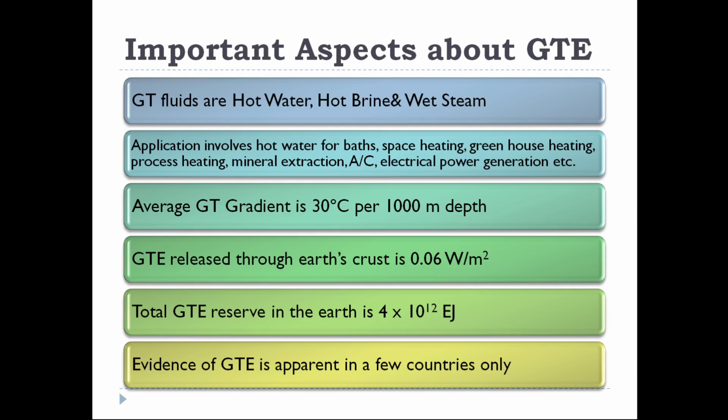The average geothermal gradient, as I showed in the diagram, is 30 degrees Celsius per kilometer. The rate of release of geothermal energy is of the order of 0.06 watt per meter square. Per meter square area, only 0.06 watts is the amount of geothermal energy released. But as you know, the geothermal reserve in the earth is pretty large in quantity, 4 into 10 to the power 12 exajoules. That much energy is available in the earth.